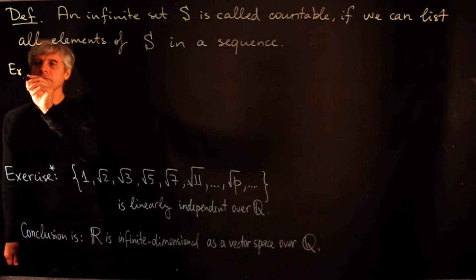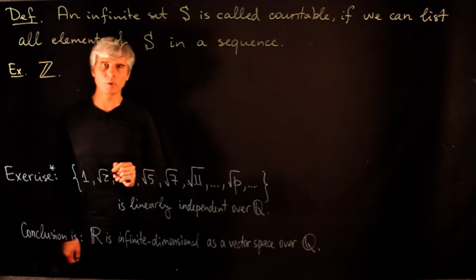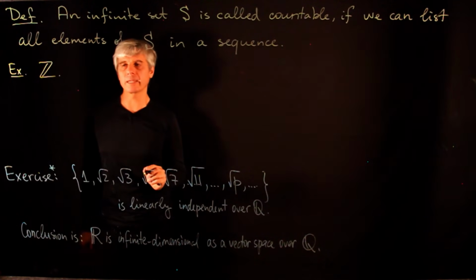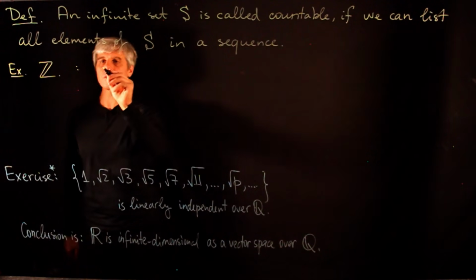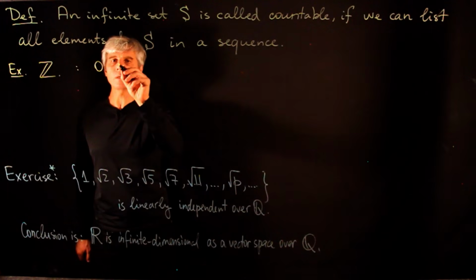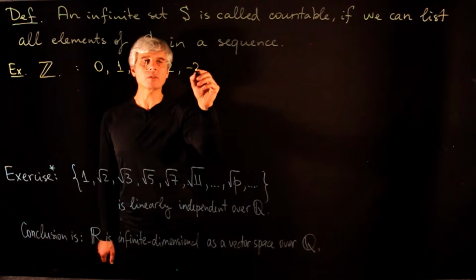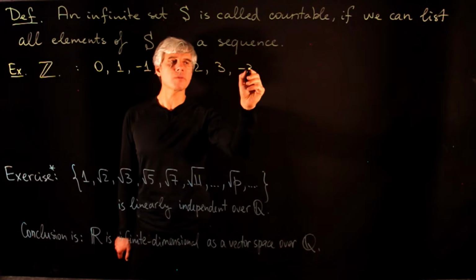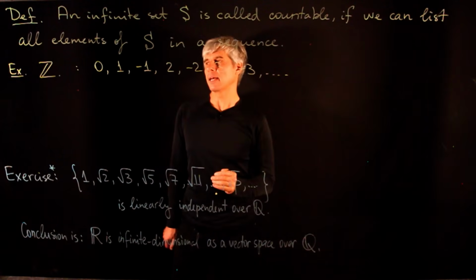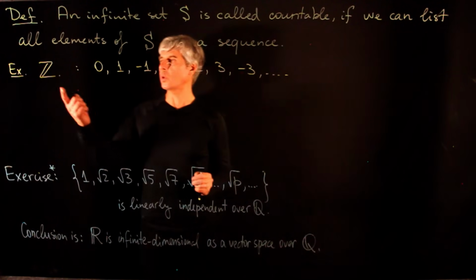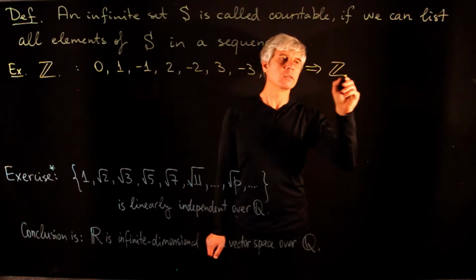So let's give some examples. For example, we take the set Z of integers, which are positive and negative. Here we can exhaust elements of Z in the following sequence. We can take 0, 1, -1, 2, -2, 3, -3, and so on. Now we get one sequence, and this sequence will contain all elements of Z. So this tells us that Z is countable.